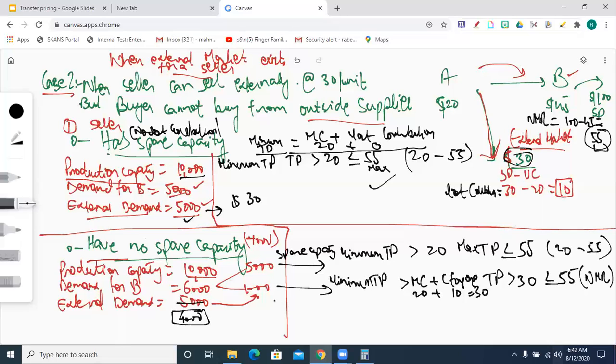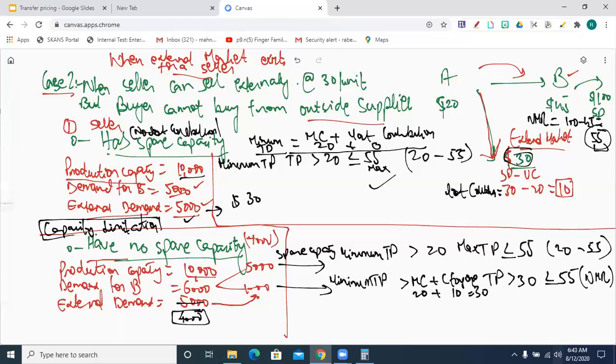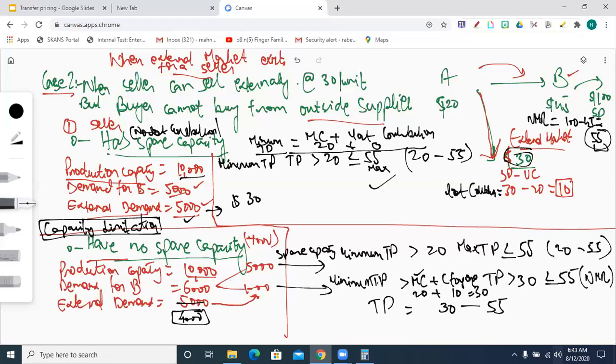But here, where there was no capacity limitations, and this scenario too, where there were capacity limitations, then in that case there will be a lost contribution. The minimum would cover the marginal cost as well as the contribution foregone. So here, the minimum would be 30 and the maximum would be 55. So the ideal transfer price in this scenario, where they have no spare capacity for these 1,000 units: for this 5,000 would be 20 to 55, and for at least 1,000 units, it would be between 30 to 55.